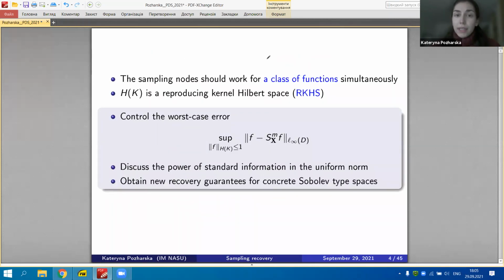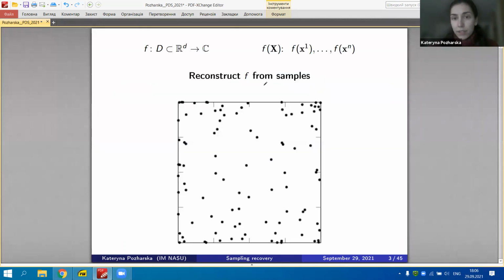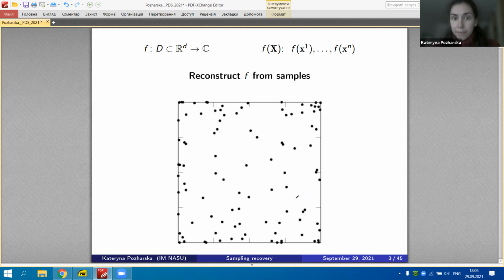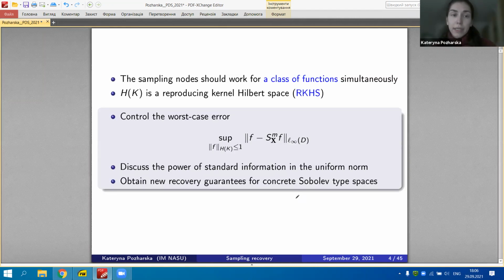As I said, we want an algorithm that will work well for the class of functions. If we take a function and draw points, then move to another function f_2, the picture remains the same. The points are distributed with respect to one measure, and this measure depends on the whole class. So we don't change these points moving from one function to another, and this point set is fixed. We work in the framework of reproducing kernel Hilbert spaces, and we want to control the worst case error. Here we have a function from our class, and a recovery algorithm where m, introduced later, is the amount of information about our class H(K), and we measure the error in L infinity.